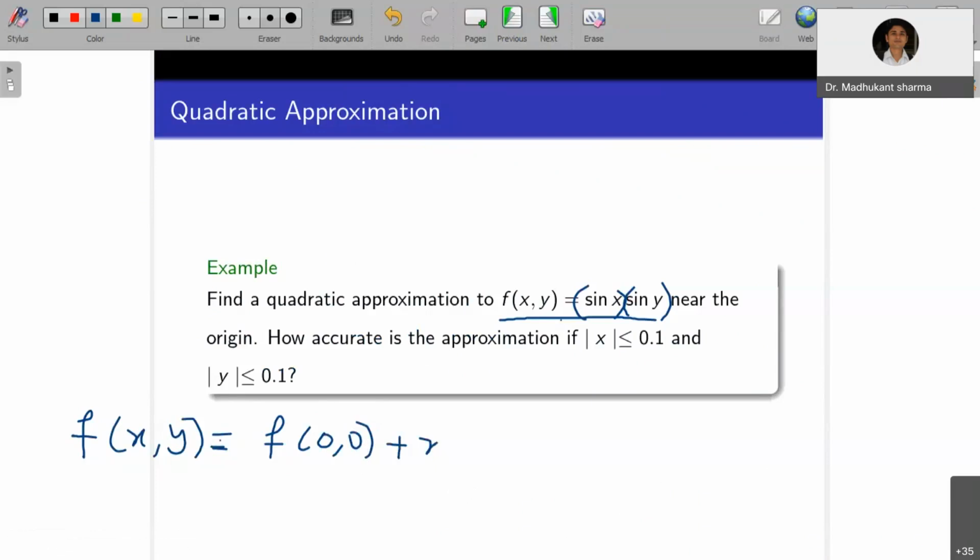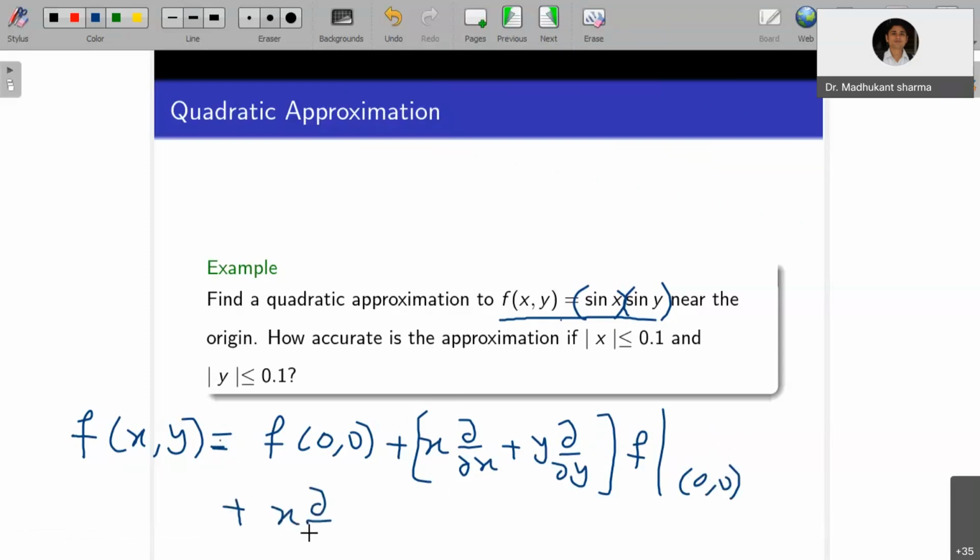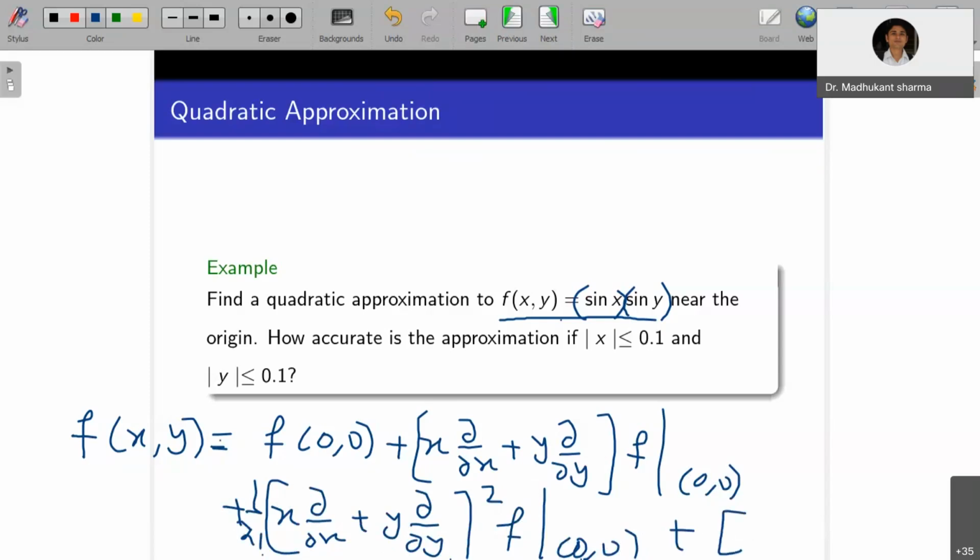plus (x ∂/∂x + y ∂/∂y) f at the point (0, 0), plus 1 by 2 factorial, don't miss that, times (x ∂/∂x + y ∂/∂y) whole square f at (0, 0), plus an error term, which I'm going to denote by R. So this is going to be the expansion of f of (x, y) about the point (0, 0).